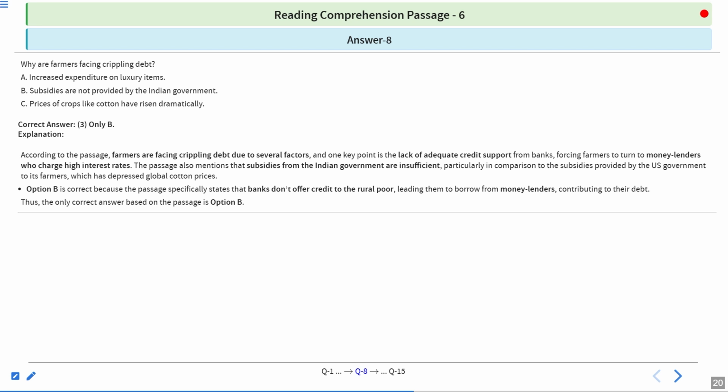particularly in comparison to the subsidies provided by the US government to its farmers, which has depressed global cotton prices. Option B is the correct choice because the passage specifically states the banks don't offer credit to the rural poor, leading them to borrow from money lenders, contributing to their debt. Thus, the only correct answer based on the passage is option B. I hope you understood.